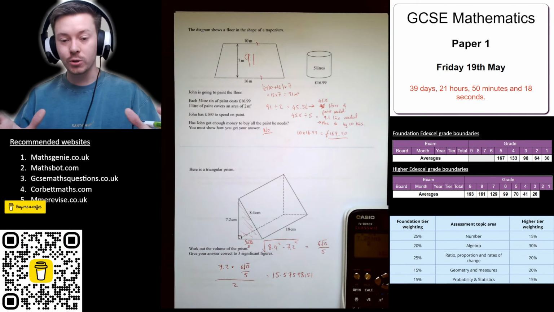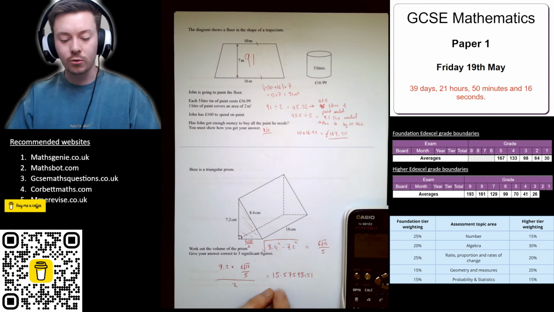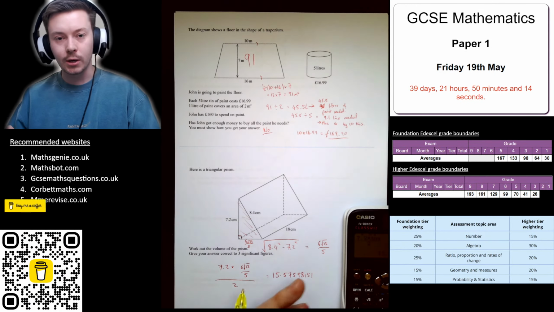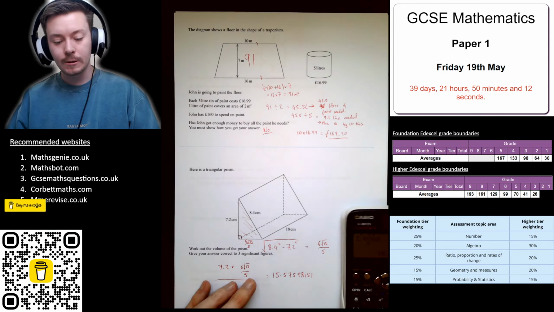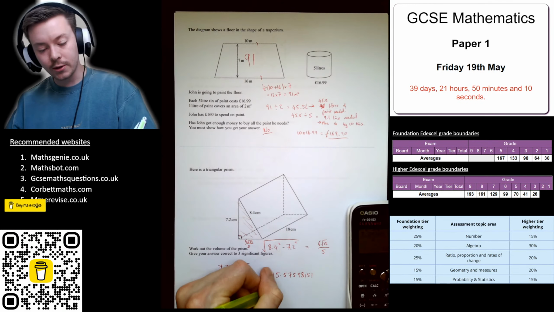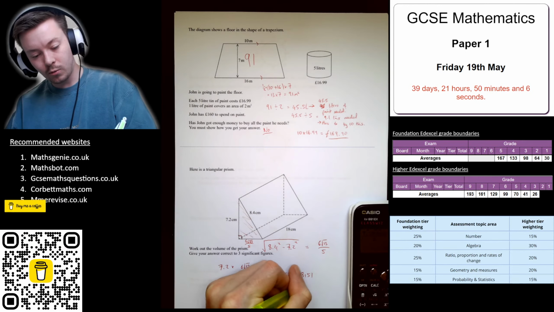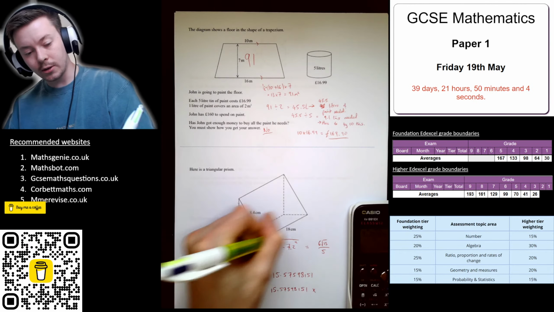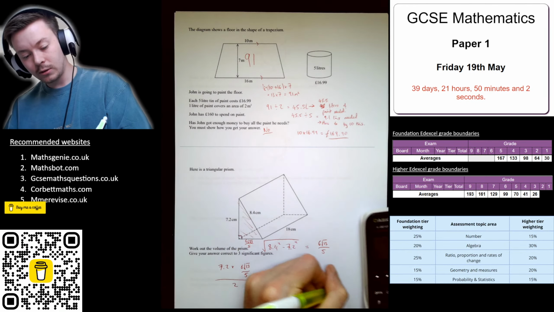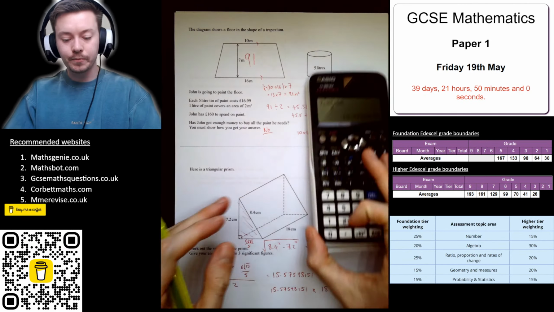Another way as a fail-safe to make sure you don't get any rounding errors is write the whole answer that your calculator gets down, all the digits. Then we need to do this answer, 15.57598151 times by the depth, which is 18. And that will get us our final answer.